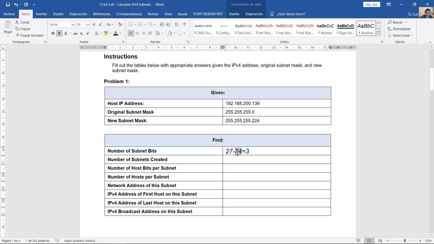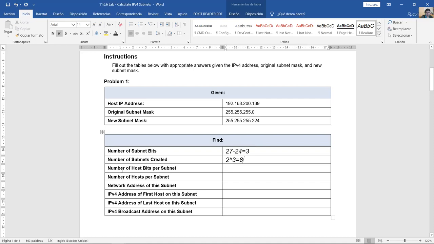Number of subnets created. Okay, 2 is the base for the binary system, to the power 3. 3 is the number of subnet bits. And this is equal to 8. So 8 is the answer.